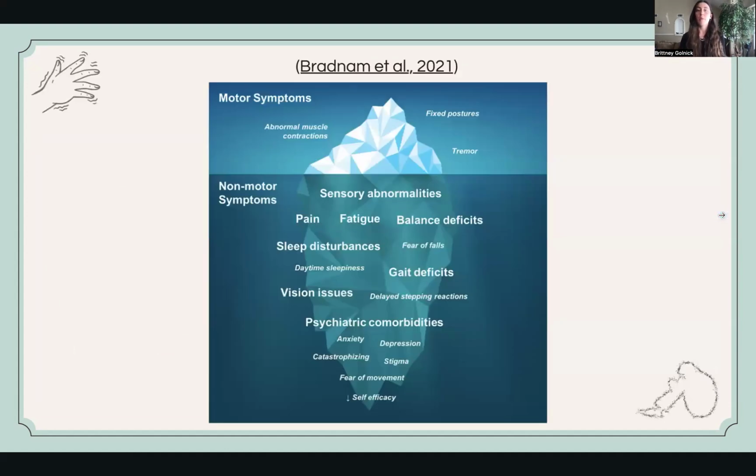And very briefly, I want to talk about how there are a lot of motor symptoms in dystonia, like tremor, abnormal muscle contractions, but there are also a lot of non-motor symptoms under the surface that are generally not able to be seen, whether that's pain, fatigue, anxiety, and this is very important to treat as much as the motor symptoms for the overall quality of life of these individuals.